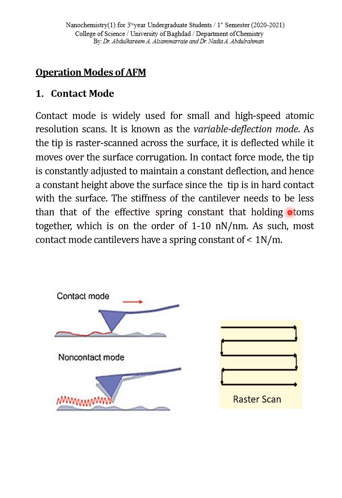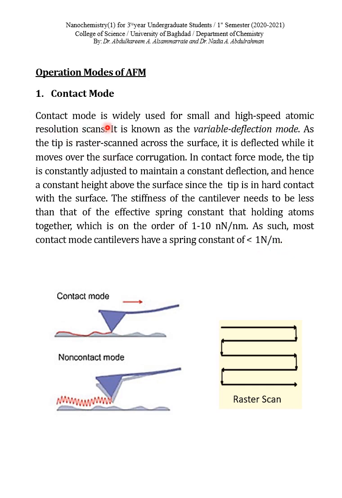The stiffness of the cantilever needs to be less than that of the effective spring constant that holding atoms together, which is in the order of 1 to 10 nanonewton per nanometer. As such, most contact mode cantilevers have a spring constant of less than 1 Newton per meter.